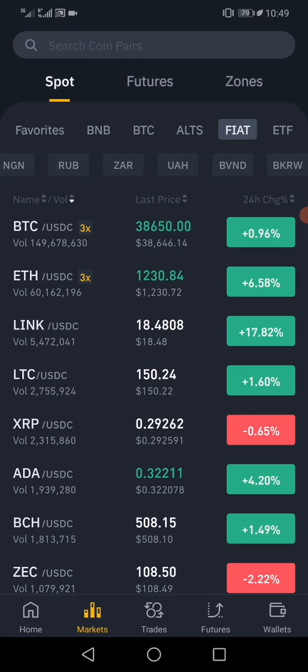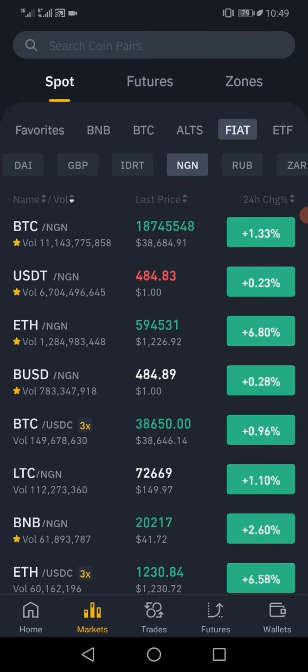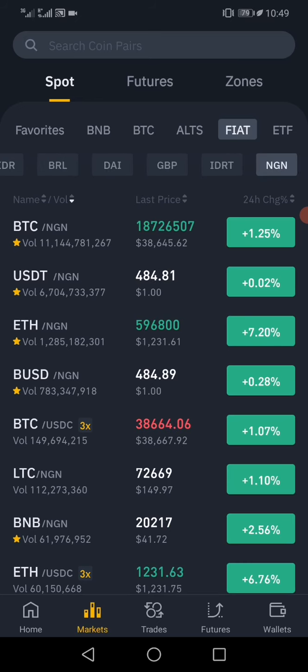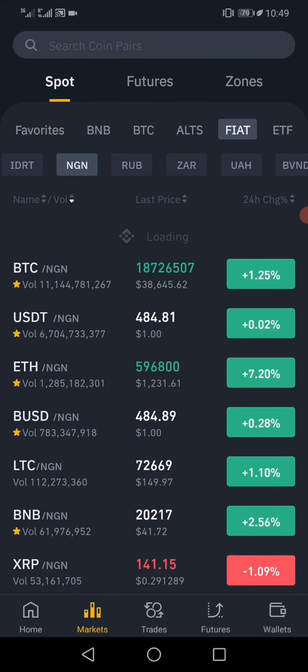Let me come down to the Nigerian Naira. Proudly Nigerian. So I want to show you coins that you can trade against the Nigerian Naira, and here they are. So initially when Binance started, there were only 2 or 3 coins you could trade against the Nigerian Naira. So with more volume of people coming into cryptocurrency, you can see that there are a lot now.